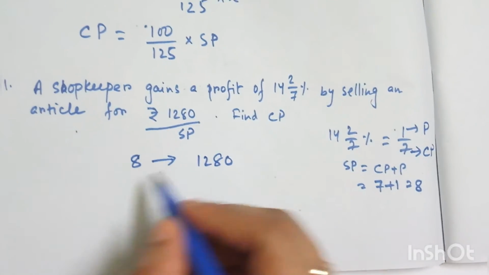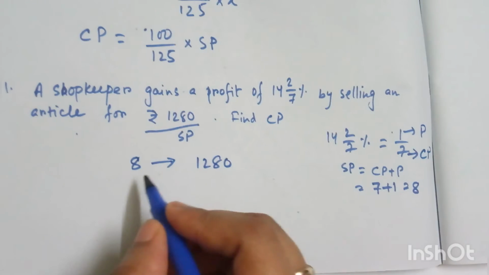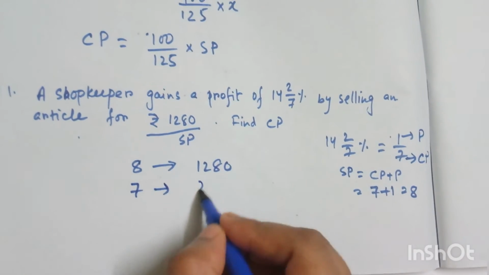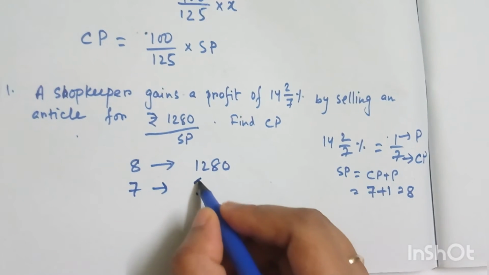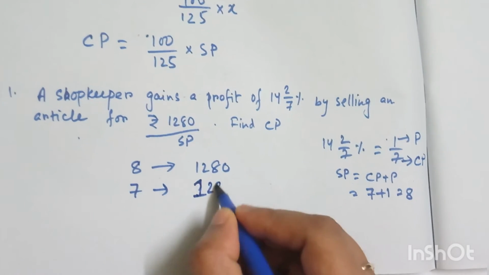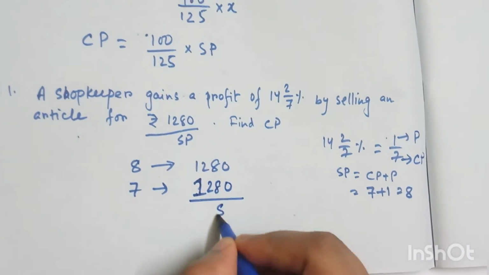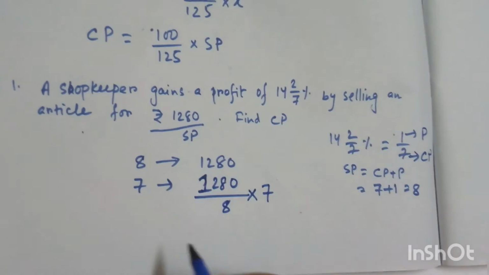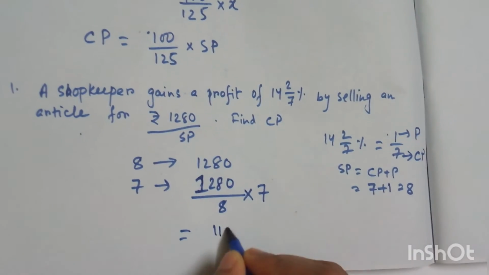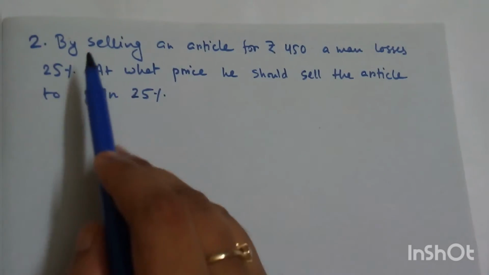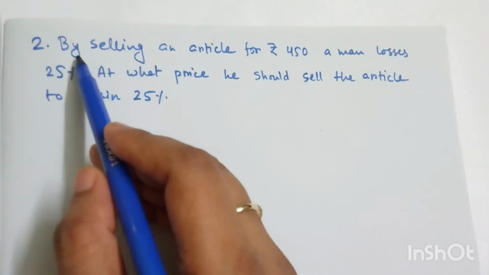Then cost price here is 7. So 7 will be what? So it is 1280 by 8 into 7. You can calculate this. You will get 1120. So here there is another example.